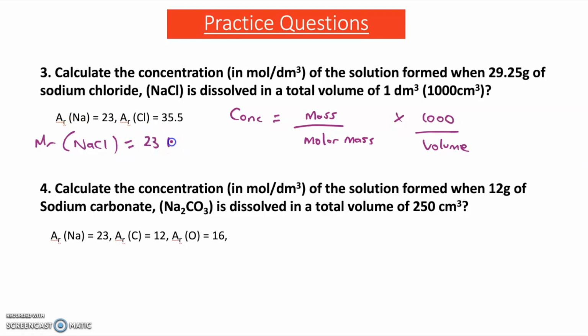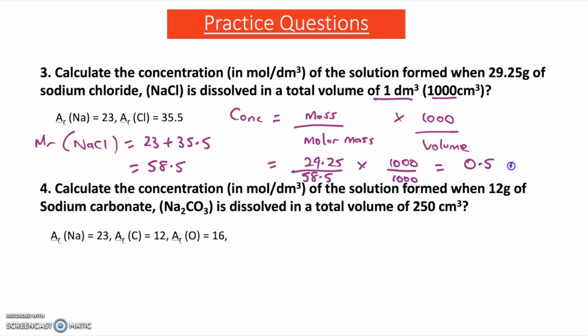Now the Mr of NaCl is 23 plus 35.5, so that's equal to 58.5. And concentration is equal to the mass, which in this case is 29.25, divided by the molar mass, the Mr value here of 58.5, and I times it by 1,000 divided by my volume. Now my volume is given in the question, it's 1 dm cubed, which is 1,000 centimeters cubed, so it'll just be 1,000 divided by 1,000. So my concentration will simply be 0.5 moles per decimeter cubed.